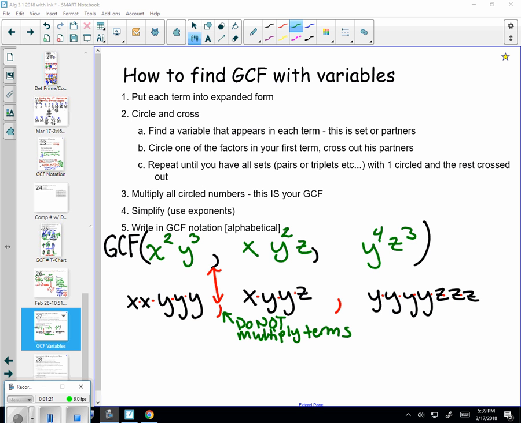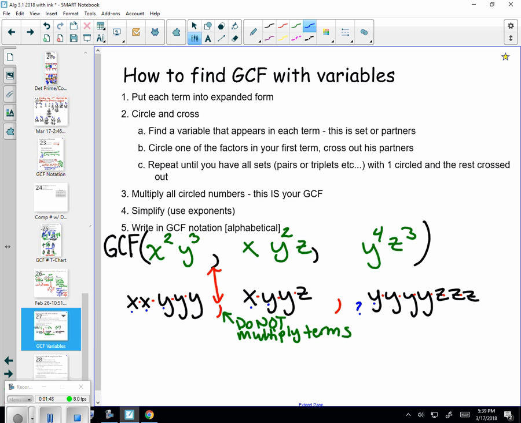Step 2, circle and cross. We're going to look at our expanded form and find our variables that we can find in all three. So I'm going to start. I see an x and an x. I found partners here, but I have three terms, so we have to look over here. There's no x. X's don't make a partnership. Second x, same thing, so I'm going to look at y.